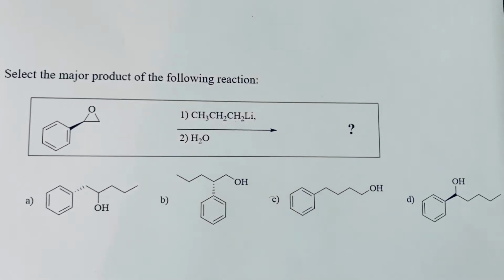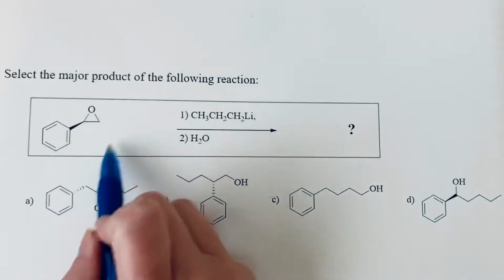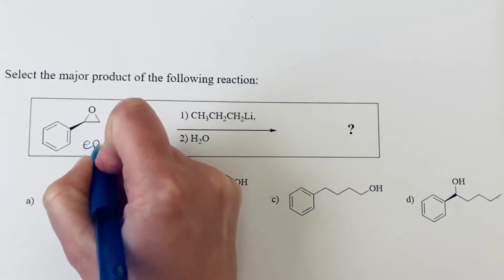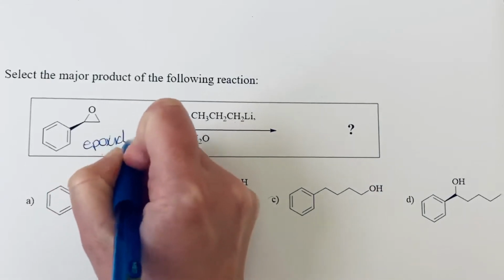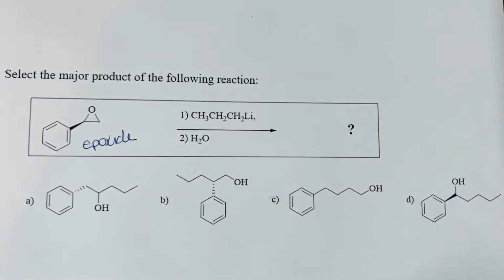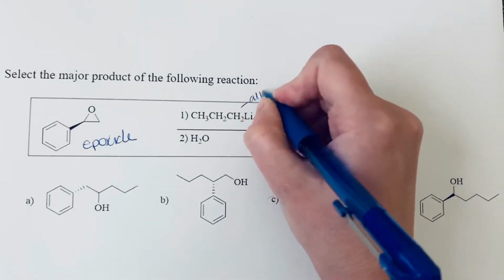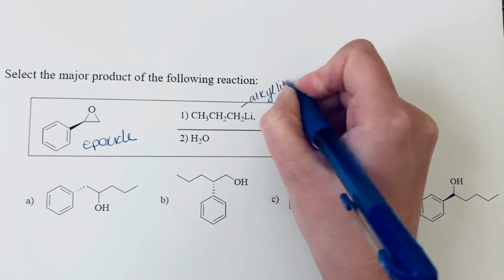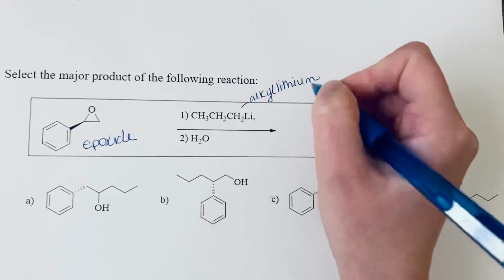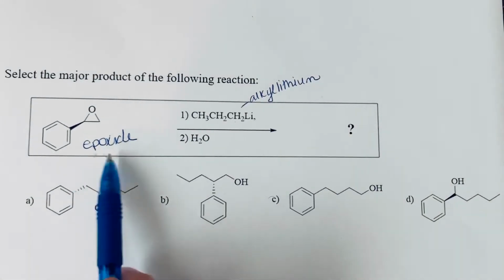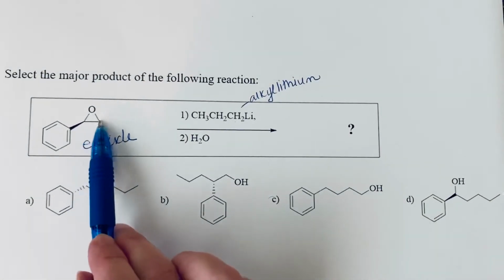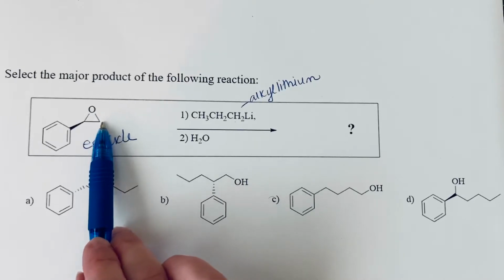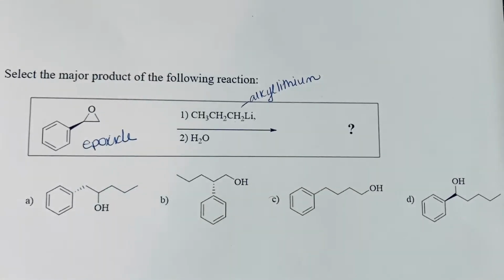Select the major product of the following reaction. So if we look at what we have in this reaction, we see that we are starting with an epoxide, and we are reacting this with an alkyl lithium. Epoxides, we know, contain two electrophilic carbon atoms that can be attacked by a nucleophile.